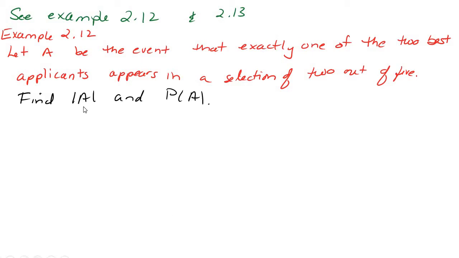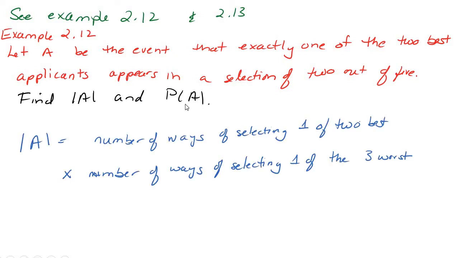Well, when I write this, I mean cardinality, the number of elements in the set. That's when I put these absolute value symbols around A. So they want to know the size of that event, how much is in that event, and they want to know the probability of A. So in this case, how do I know how many things are in A?